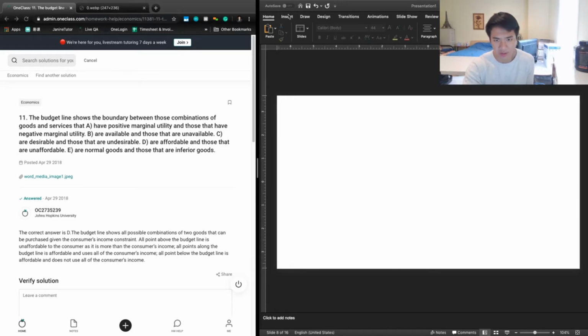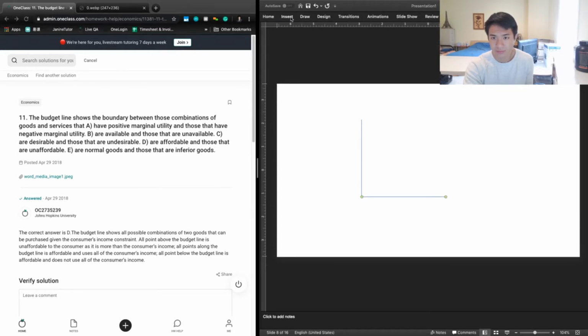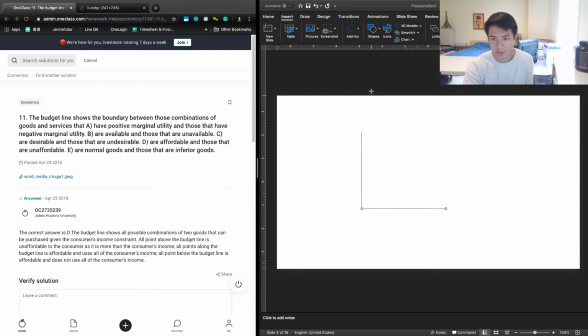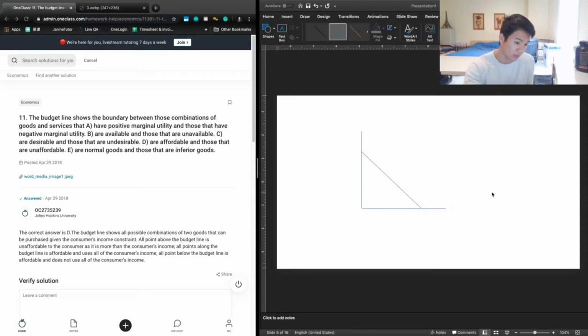And so a budget line, we can draw out one real quick. Let me see if we can use a shape instead. So we'll do the y-axis, the x-axis. We have our x-axis. This is pretty laggy. And then we have our budget line. The budget line is just a straight line. The way we usually see this is in a two goods model where you have good X on the X-axis and good Y on the Y-axis.